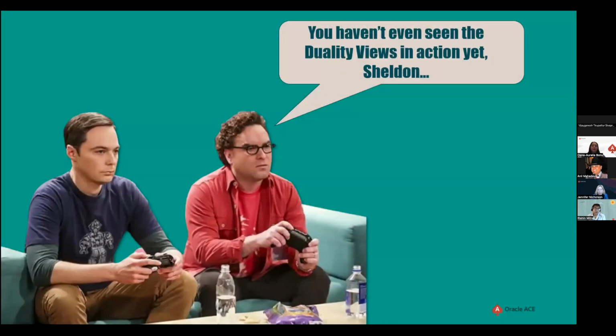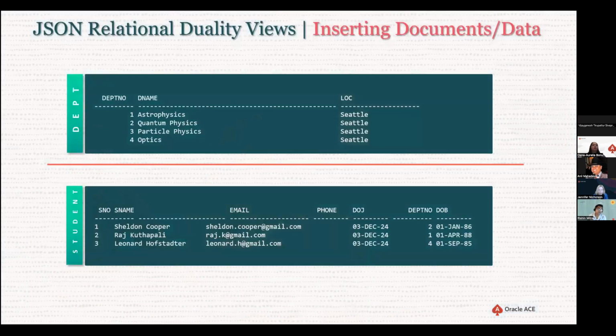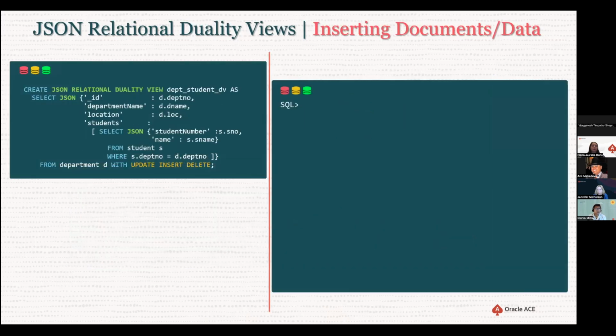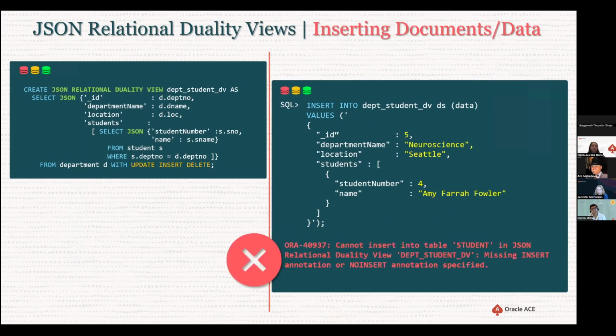Now, we have seen some of the basic things about JSON relational duality views. Now let's see how these actually work. So I have a department table and a student table with 4 rows in the department table and 3 rows in the student table. I have created a JSON relational duality view, and then I try to insert the data there using the view. So as expected, this will generate an error.